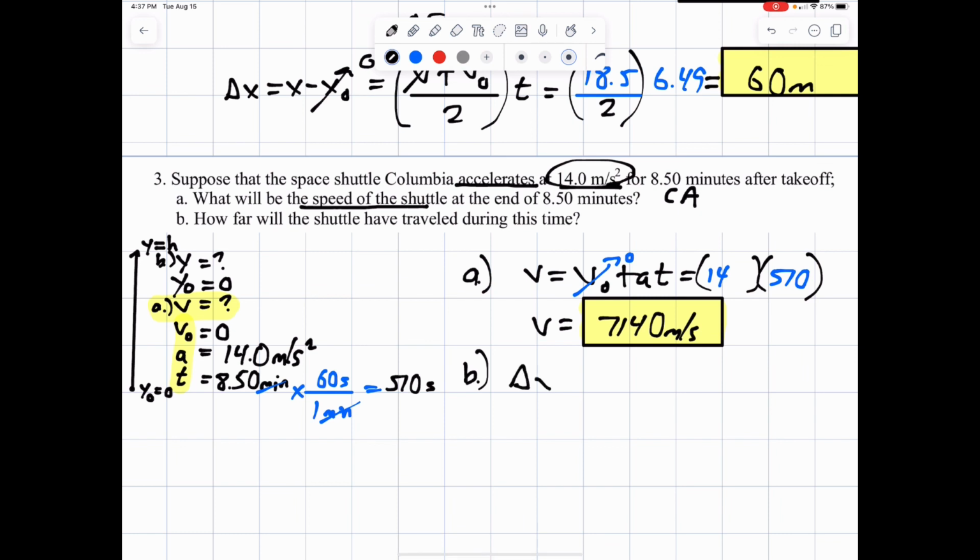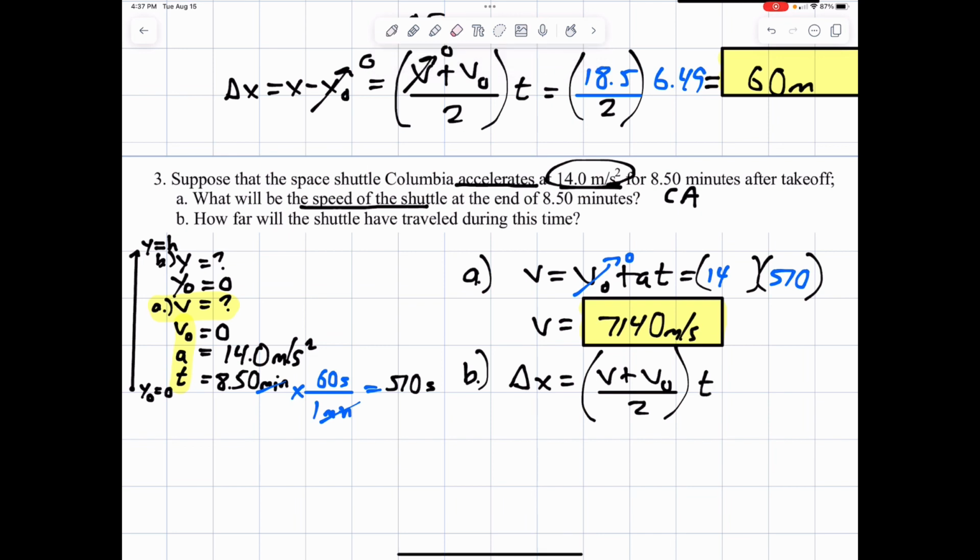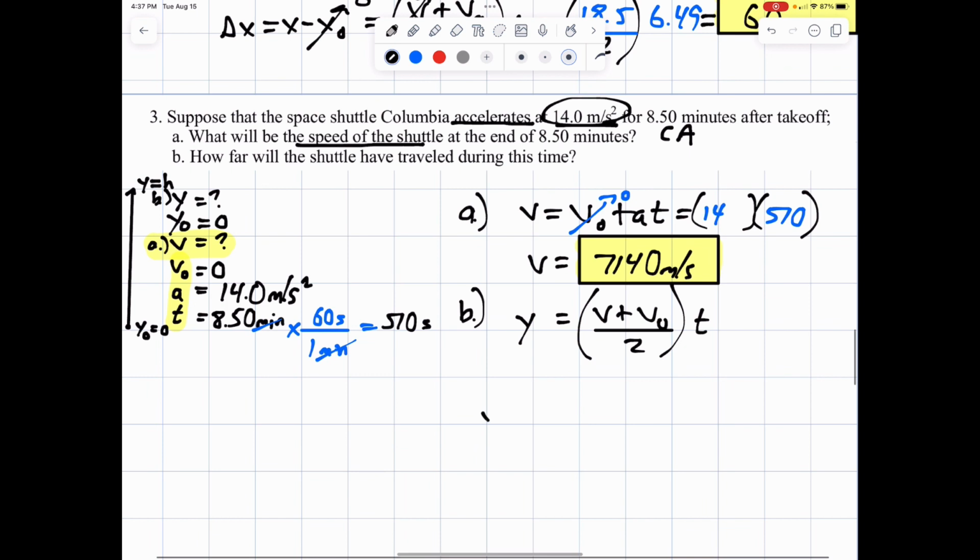Now, instead of writing it delta x equals (v plus v naught) over 2 times t, I'm just going to rewrite this. Remember, when x naught equals 0, delta x is the same thing as x. But instead of writing x, I'm going to write y. Okay, that's how I'm going to find out how high it gets. Let's plug into it.